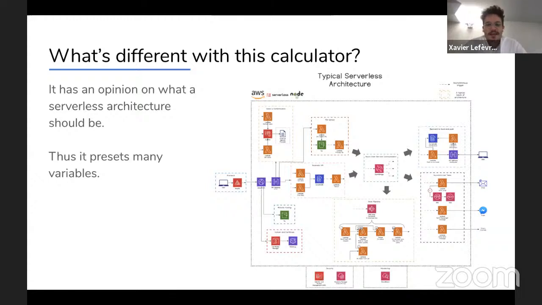It thinks that those services, like API Gateway, Lambda, DynamoDB, are what you need to use in a fully serverless architecture. It goes a little bit further than that. When you think about the way of calculating costs for each of those services, there are a lot of variables. We're going to see it a little when we enter the calculator. So we decided, based on our experience and on what we see from different clients and from the community, to preset some of those variables, thanks to this opinion.